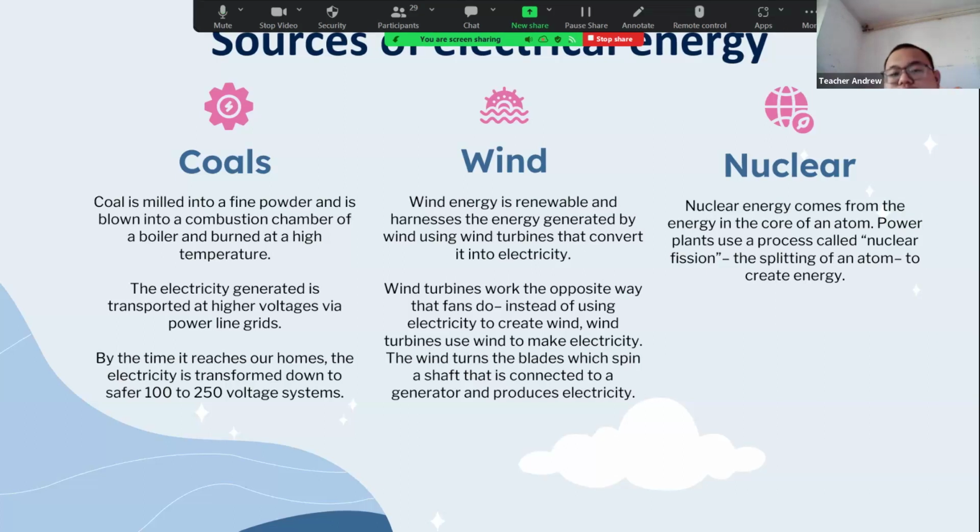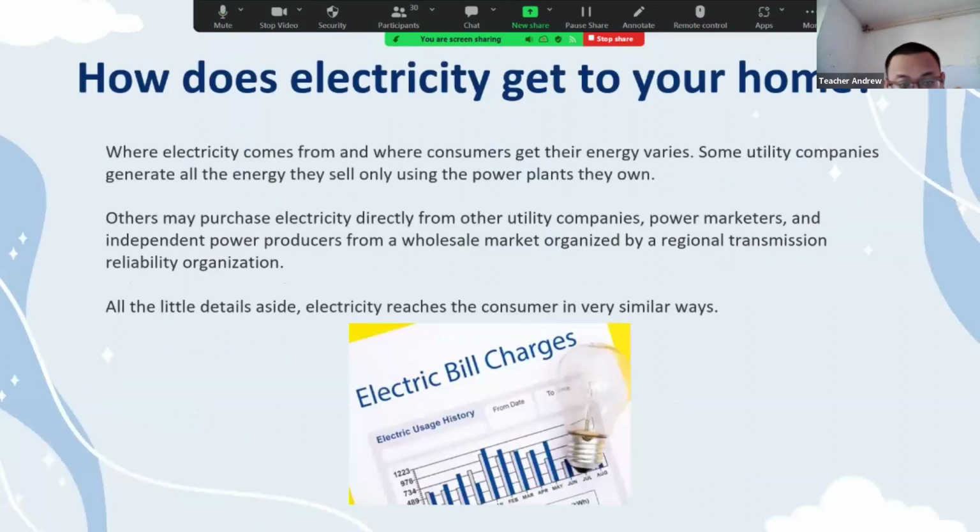The third source of electrical energy is nuclear. I believe you have seen the news about the Japan nuclear power station. All these things, yeah. So they are using nuclear. Nuclear energy comes from the energy in the core of an atom. Power plants use a process called nuclear fission to split the atom to create energy.